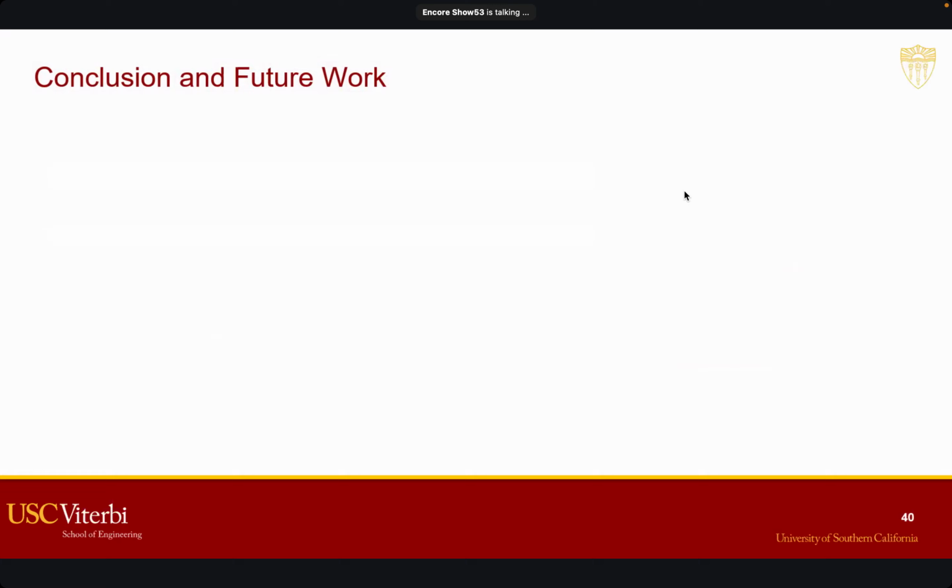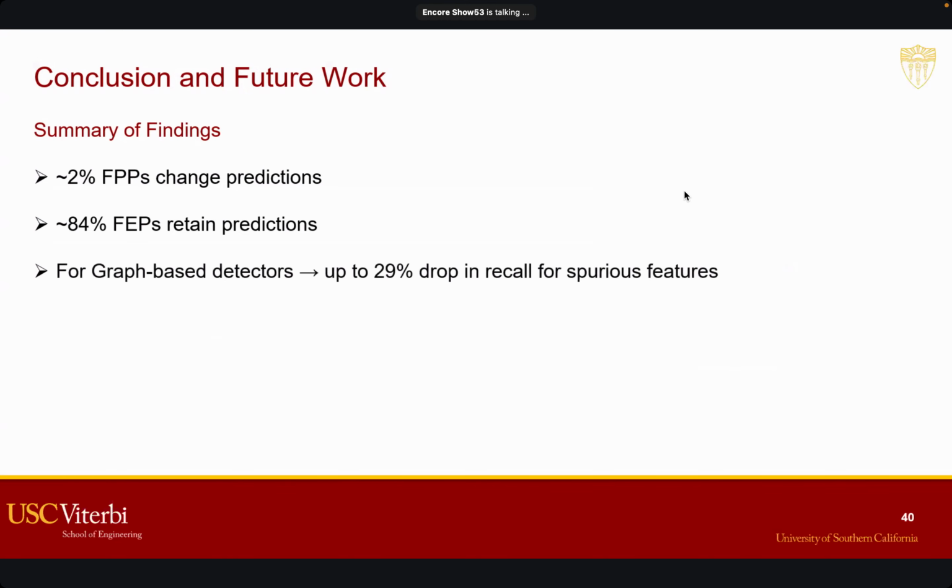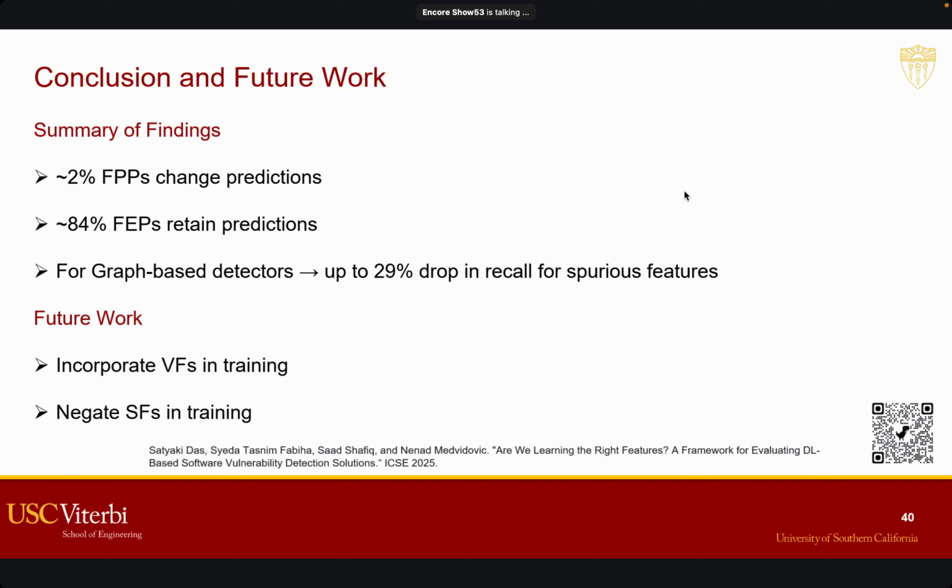So to conclude, in this paper, we find that roughly 2% of all the FPPs change predictions across the board. Roughly 84% of the FPPs retain the predictions, which is unfortunate. And for graph-based detectors, we notice a precision recall drop of up to 29% for spurious features. For future work, we want to incorporate these vulnerability features in training, while negating the spurious features in training. And with that, I'll leave it for questions.